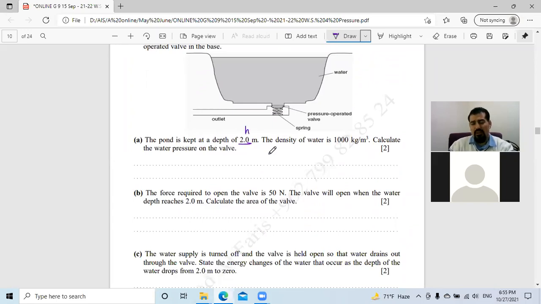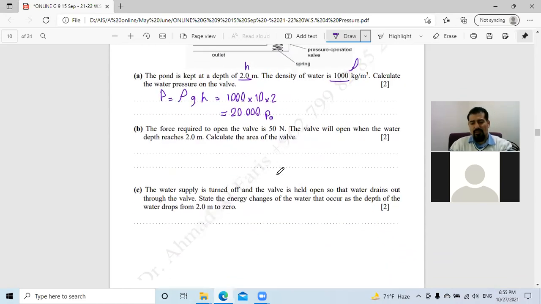2 meters, this is the height, okay? The density of the water is 1,000 kilogram per cubic meter. Calculate the water pressure on the valve. We know that pressure equals density times gravity times height, which is 1,000 multiplied by 10 multiplied by 2. So our answer is what? 20,000 Pascal. Tamam?